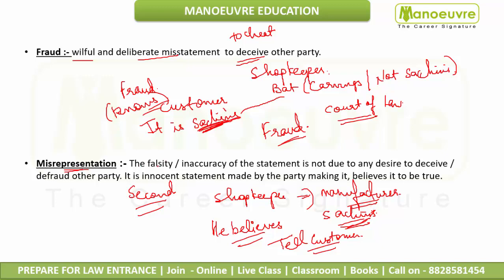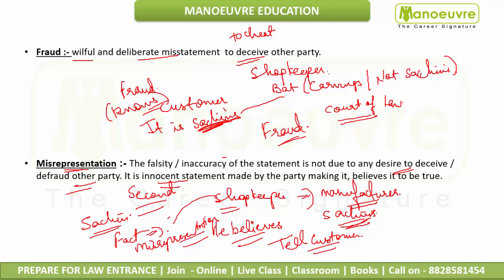The falsity, inaccuracy of the statement is not due to any desire to deceive, correct, to cheat or defraud the other party. It is an innocent statement made by the party making it, who believes it to be true. The shopkeeper genuinely thinks that he is selling Sachin's bat, but when the fact is known to the customer, he can go to the court and say that misrepresentation is played on him. Am I clear? And if he's saying fraud is played on him, the shopkeeper can prove the point of misrepresentation. Am I clear?